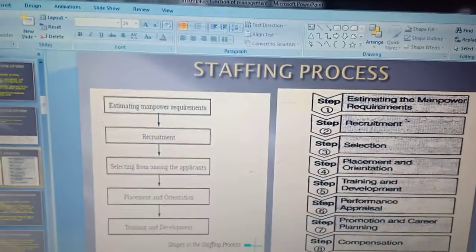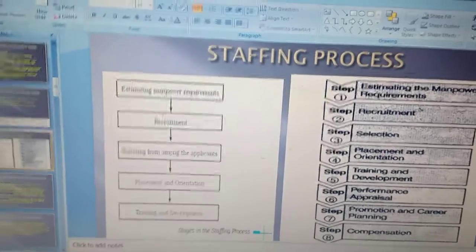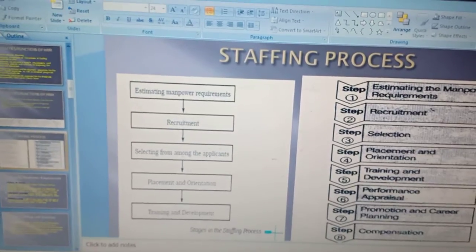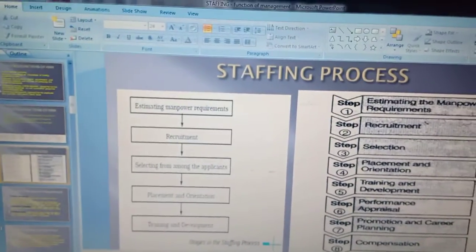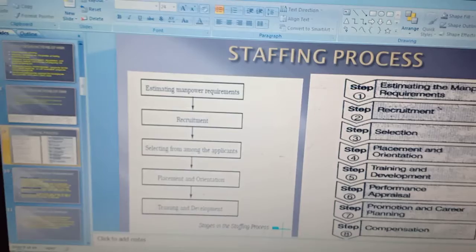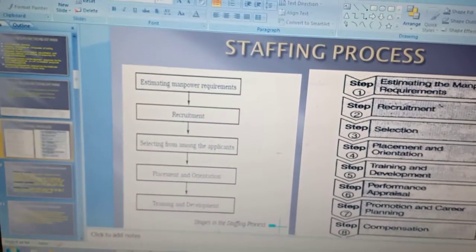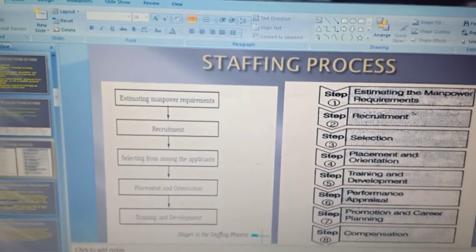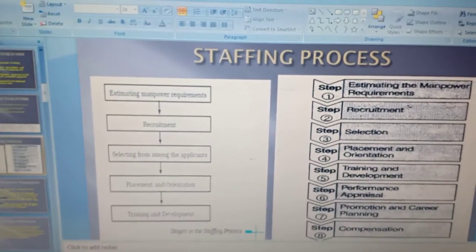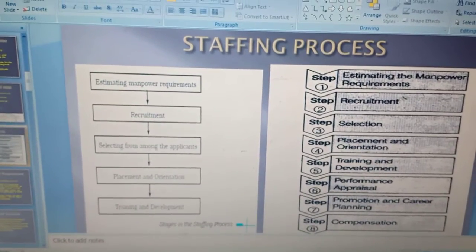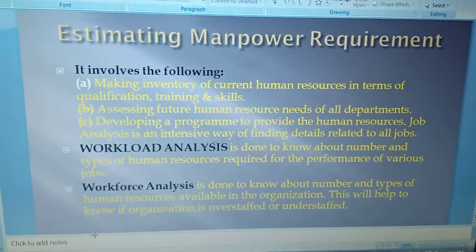What is the difference between both processes? The 5 steps are involved when we have a large organization with a human resource department. But if we have a small organization, then we have to perform all these 8 steps. So let's understand the 8 steps of the staffing process one by one.